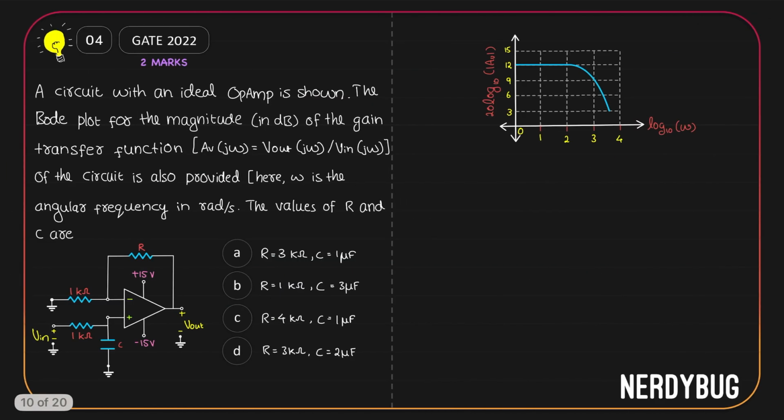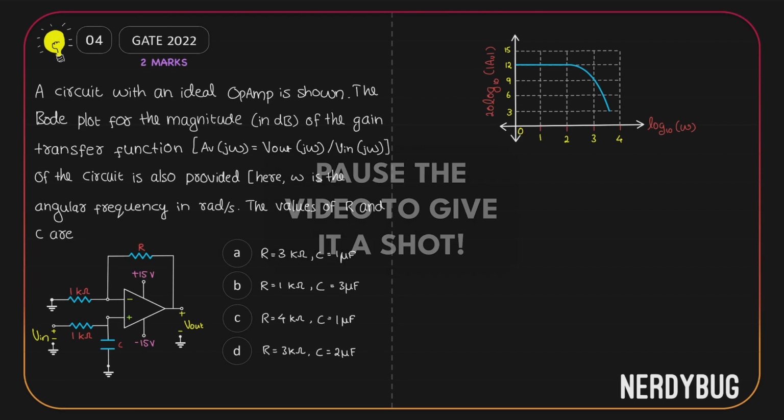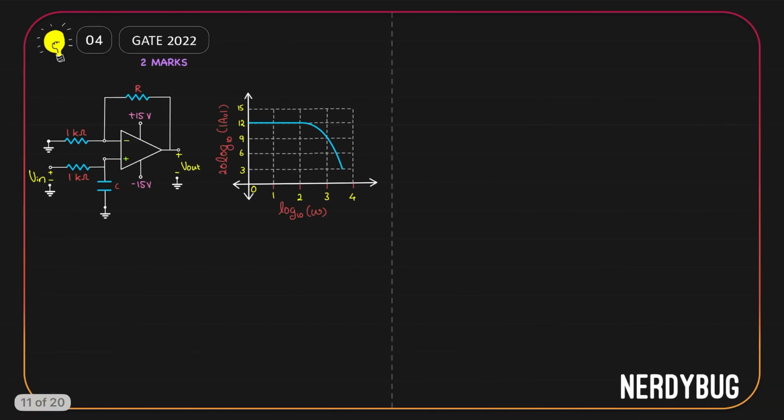Let us see the next problem. We have a circuit with an ideal OpAmp. The Bode plot of the magnitude in decibels of the gain transfer function is given. Omega is the angular frequency in radian per second. What we have to find out are the values of R and C. Let us see how this can be done.